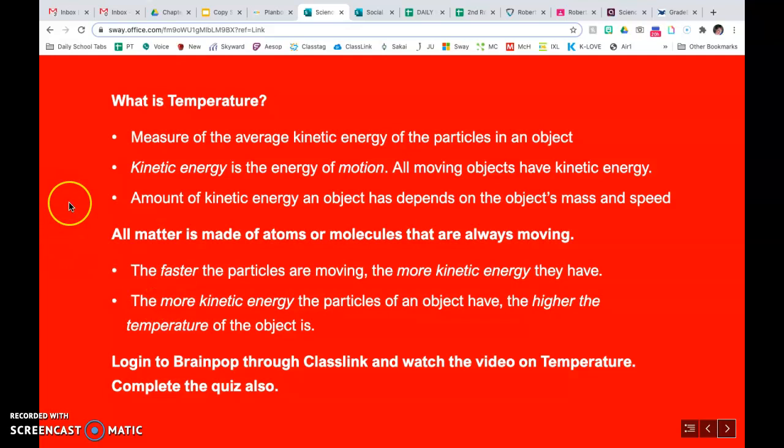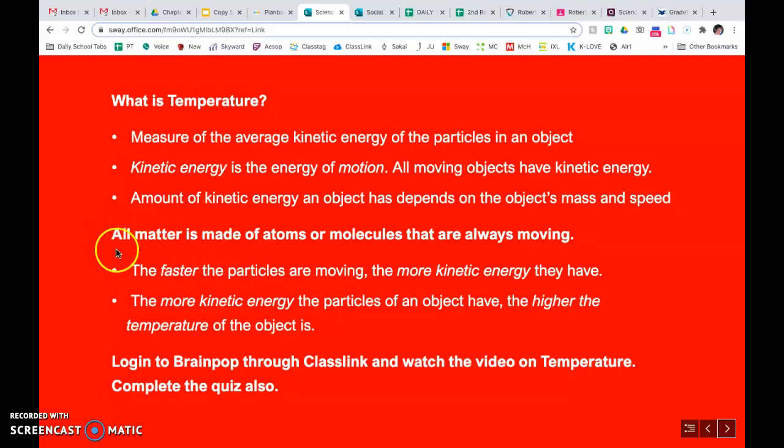So what is temperature? Scientifically speaking, it is the measure of the average kinetic energy of the particles in an object. If you'll remember, kinetic energy is energy that's in motion. So kinetic energy is the energy of motion. All moving objects have kinetic energy. We also learned in the last chapter that the amount of kinetic energy an object has depends on 2 things: the object's mass and the object's speed.